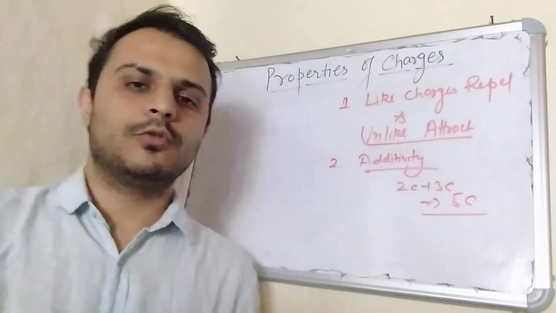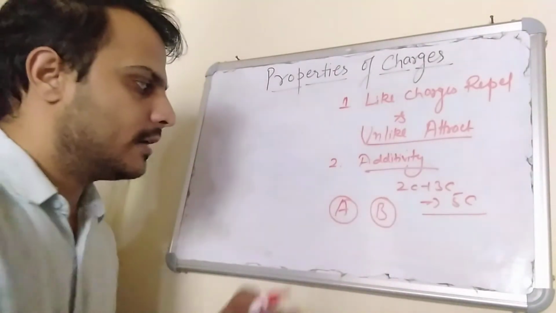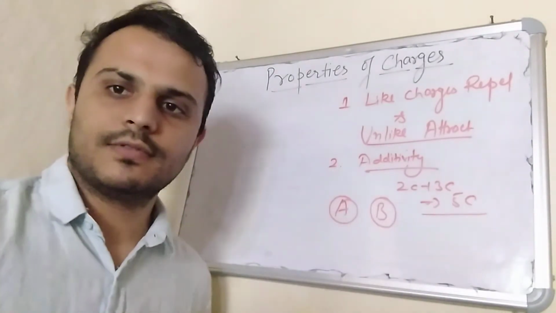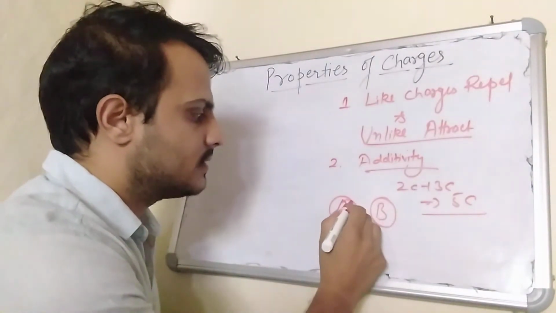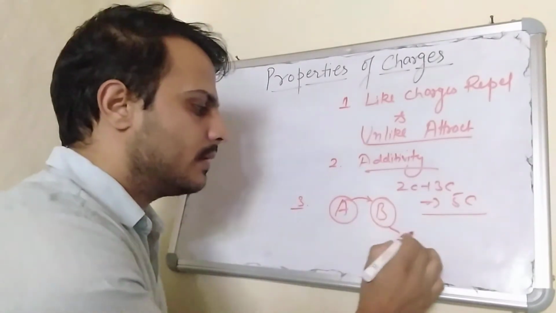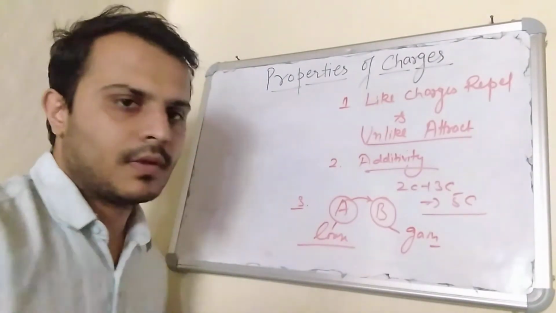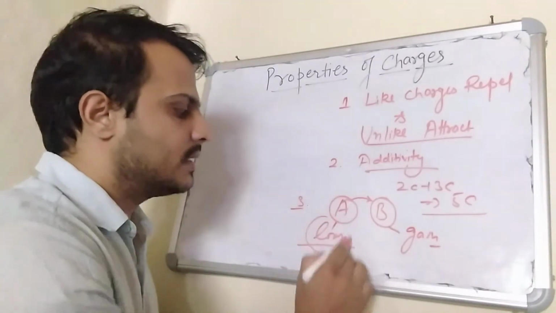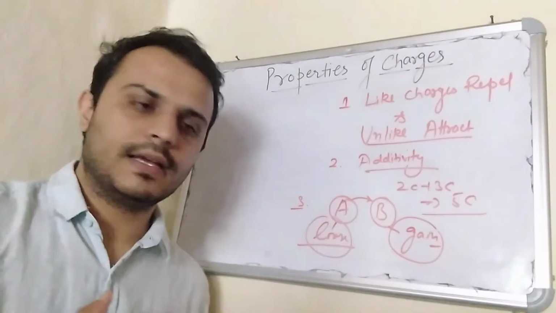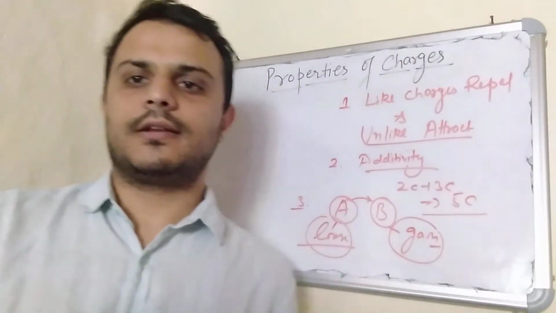For example, if we have two bodies, body A and body B, and we rub them against each other, some electrons flow from one body to the other, and electrons go from the body whose work function is lower toward the other body. So as we consider some electrons flow from body A to B, body B gains some charge and body A loses some charge, but the amount of charge lost by body A is equal to the charge gained by body B. So there is a balance. If you are losing something, you are also gaining something. So charge is always balanced, it is conserved. Charge can never be created nor destroyed.